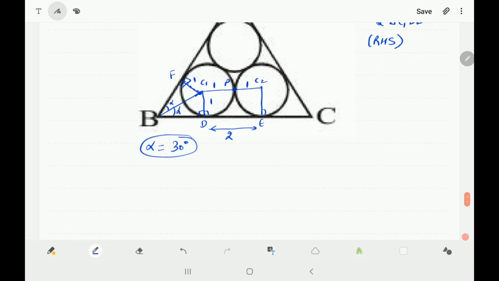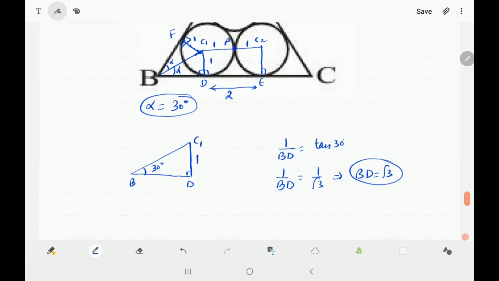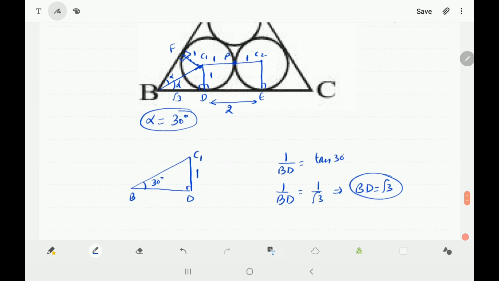Okay, now in triangle C1BD, if you see carefully, this C1D is 1 unit and this angle alpha is 30 degrees. So can I write 1 divided by BD will be equal to tan 30 using trigonometry, because perpendicular by base is tan theta. So 1 by BD is equal to tan 30, which is 1 by root 3. So the value of BD will be equal to root 3. Okay, so you got the value of BD as root 3 units.